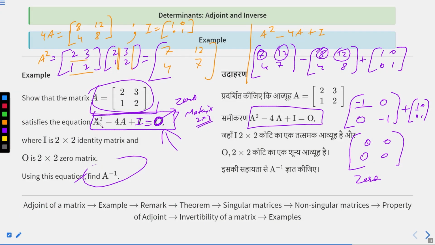So whenever you are given an equation, first of all verify whether it is true or not. If the question says it is true, you already know it is true, then you can directly use that information to find your inverse as we did. Clear? I hope that you understood.